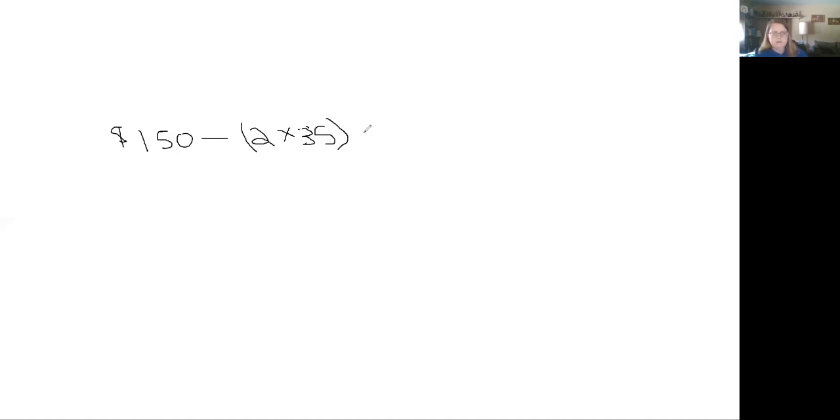Then we're also subtracting how much he spent on the other books. So he bought 3 textbooks at $18 each. So we'll repeat that multiple times. So we multiply. And we also want to make sure this stays together. So we will also put that in parentheses. So our correct answer is option B. We'll take 150 minus the 2 times 35 minus the 3 times 18.